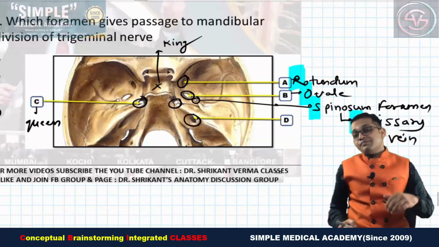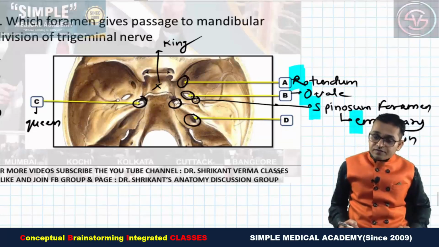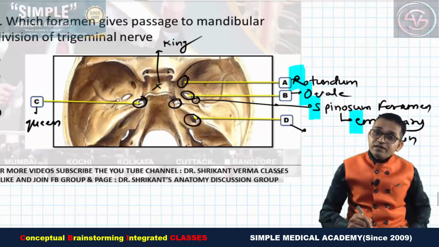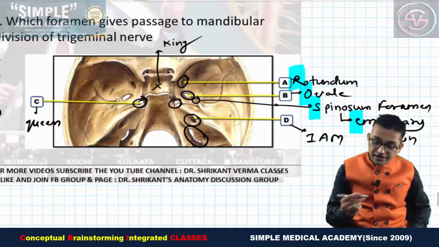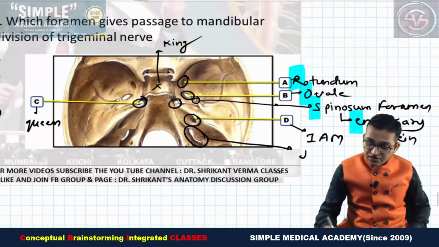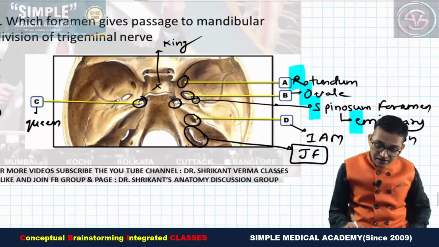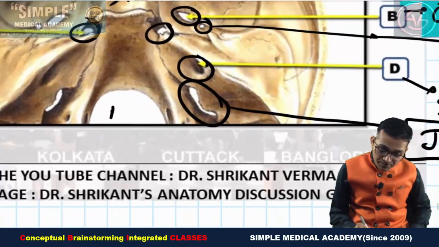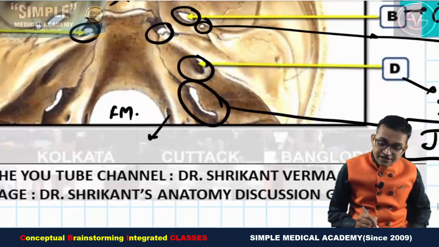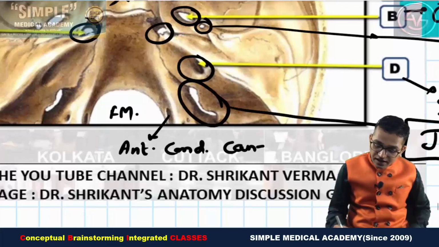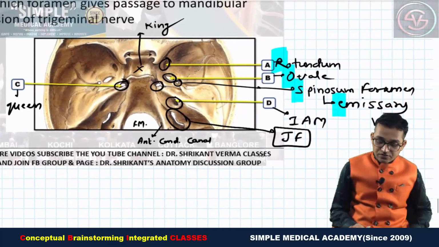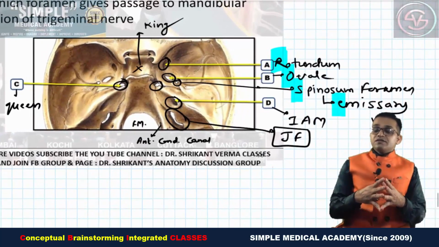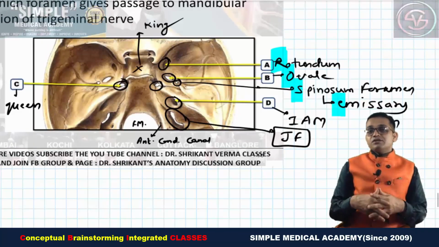Okay, and what are the other foramina? This is in between the upper and the lower margin of the petrous part of the temporal bone. So this foramen is the internal acoustic meatus, while the foramen behind this internal acoustic meatus is the second largest foramen, the jugular foramen, and this is the foramen magnum. Just anteriorly it is related to the anterior condylar canal, or you can say the hypoglossal canal. So these are the various foramina. We have to practice different kinds of images, and we have to apply the knowledge.